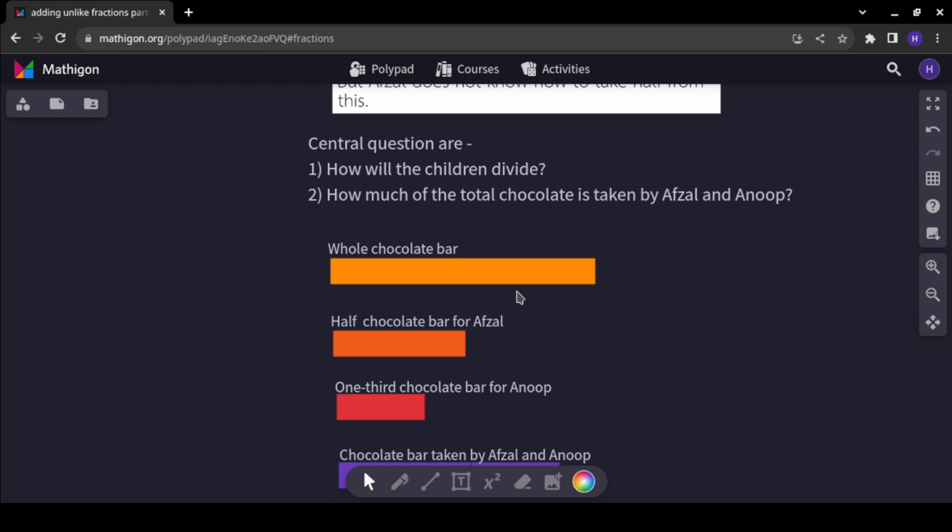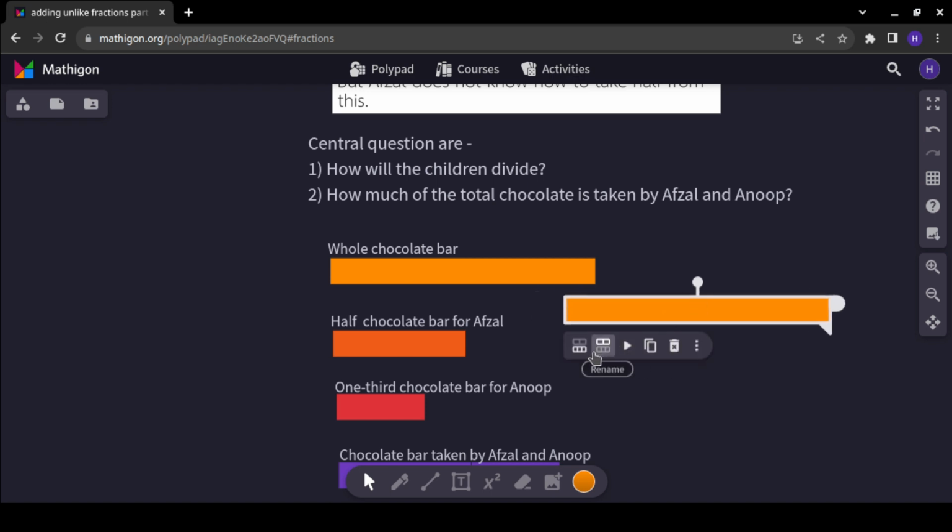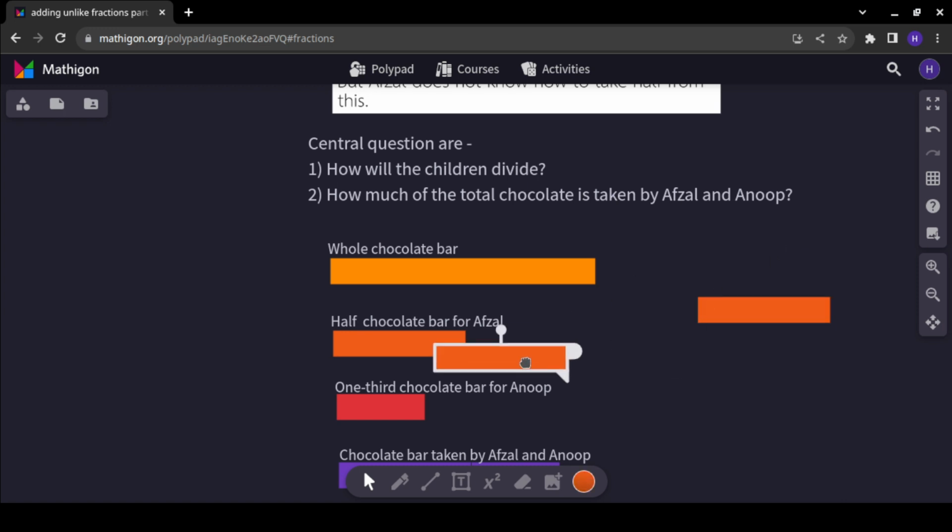Here, this is the whole chocolate bar that Aman, Anoop, and Afzal want to eat. Now Afzal wants half of the chocolate. So I've given a piece like this. How do I construct such a piece? In Mathigon, it's very simple. So basically, we'll use Mathigon to make this verifiable business happen. So I'll split this in half, and this is exactly half of it. No doubt, right? No confusion.